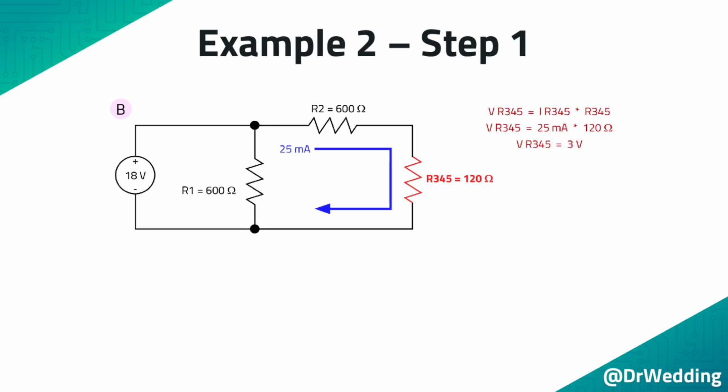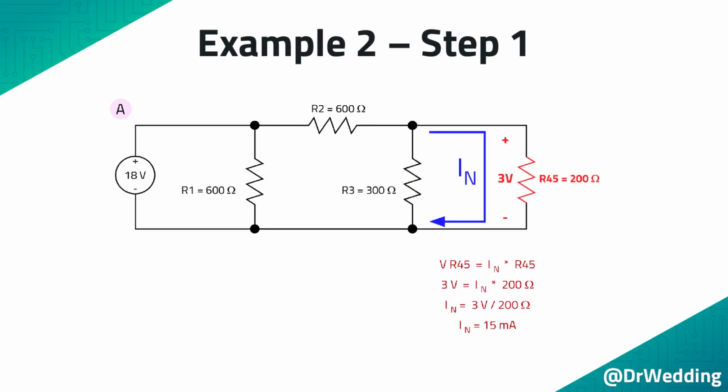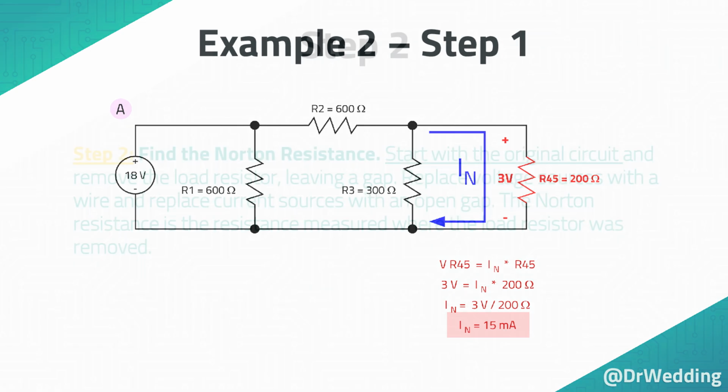The voltage drop across this resistor can be calculated using Ohm's law. The voltage drop across this resistor is 3 volts, and it can be copied back to circuit A. When the 3-volt drop is copied across R4, 5, the Norton current can be calculated using Ohm's law. The Norton current for this circuit is 15 milliamps. With the Norton current calculated, you can move on to Step 2.